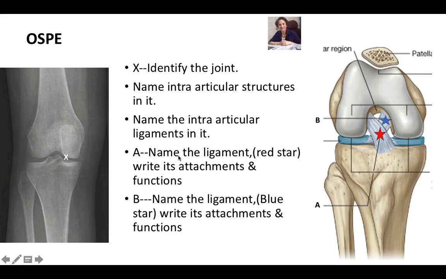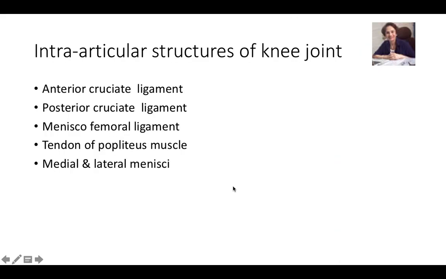Now, name the ligament which is marked in red. This is anterior cruciate ligament. And the one which is marked in blue, that is a posterior cruciate ligament. Their attachment we will discuss as we go along.